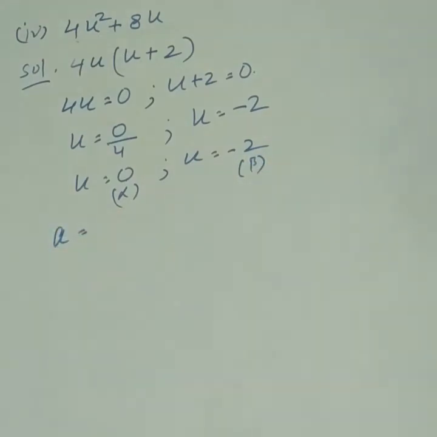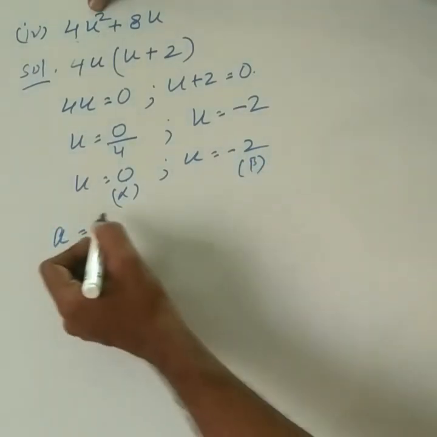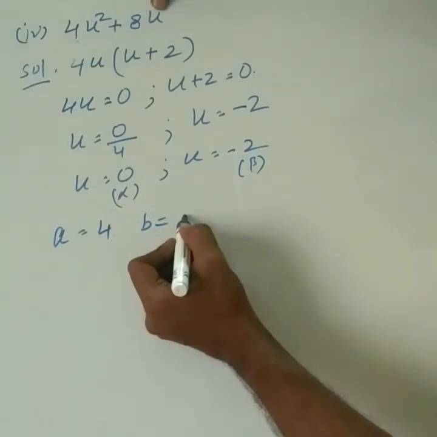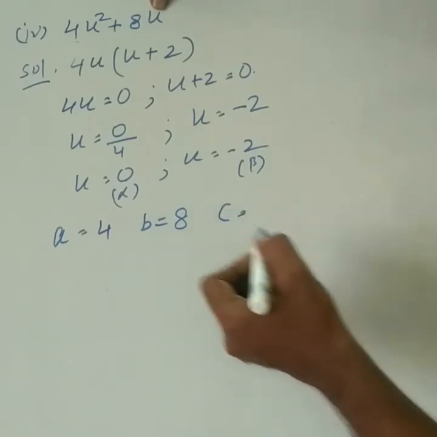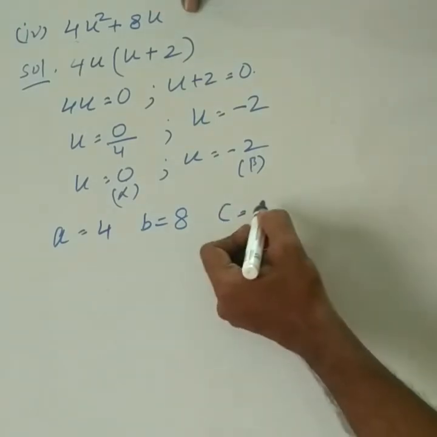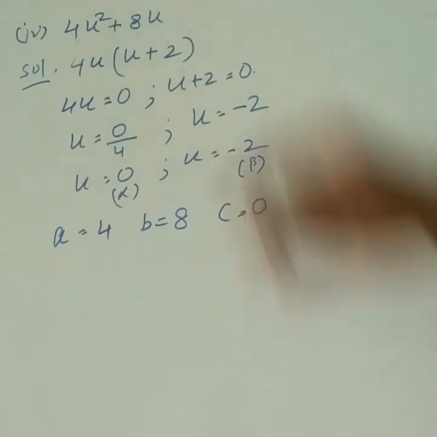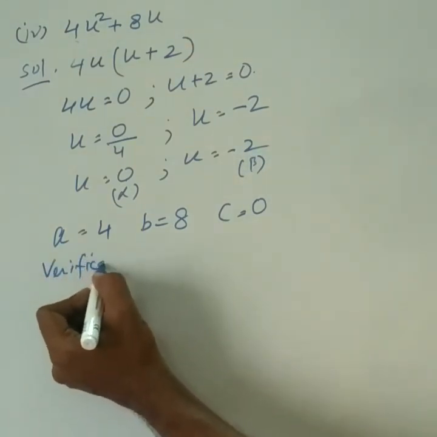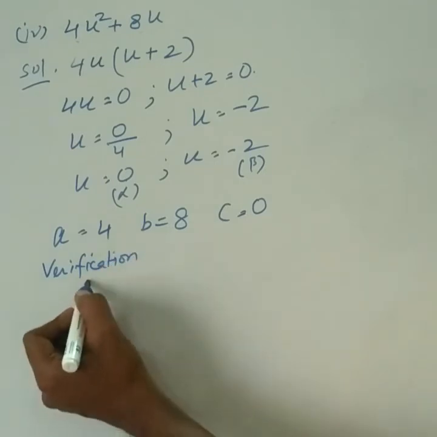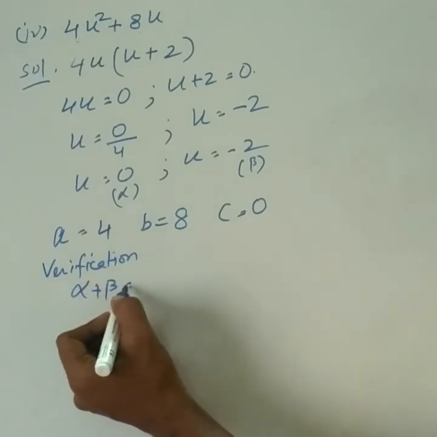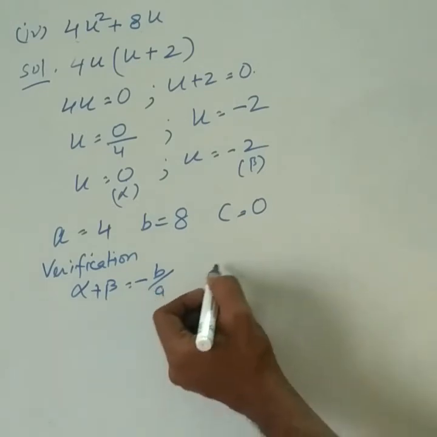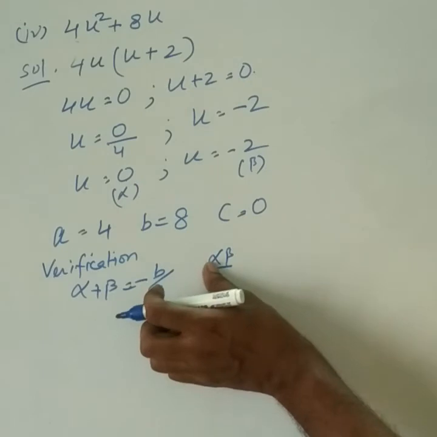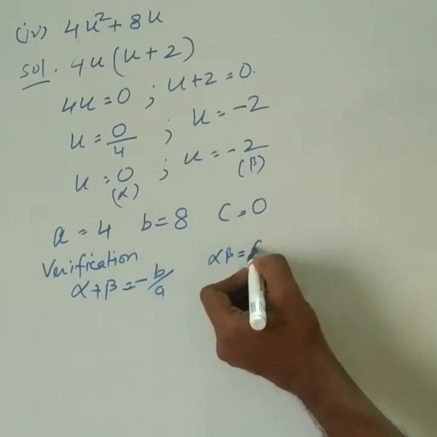A is the coefficient of u square. B is the coefficient of u. C is the constant term. We don't have a constant term here, so it is 0. Now the verification. Alpha plus beta equal to minus b by a. Alpha into beta equal to c by a.